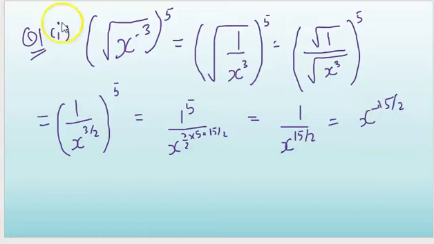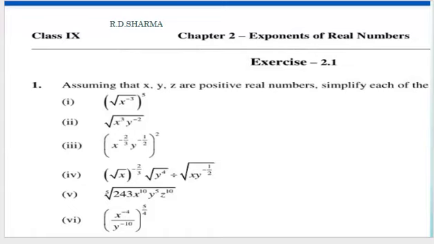Let me take the eraser, one minute students. So either you write it as 1 upon x raised to the power 15 upon 2, that is absolutely correct, or if I take this in the numerator, it will become x raised to the power minus 15 upon 2. Are you following, students? This way we have to solve the other questions. I am not giving many questions, but at least you should complete these 6 questions, out of which I have already solved one. I'll give you a hint for the second question also.